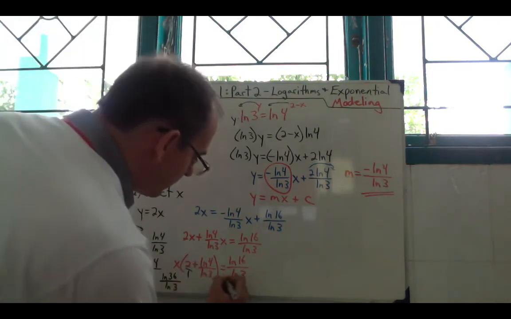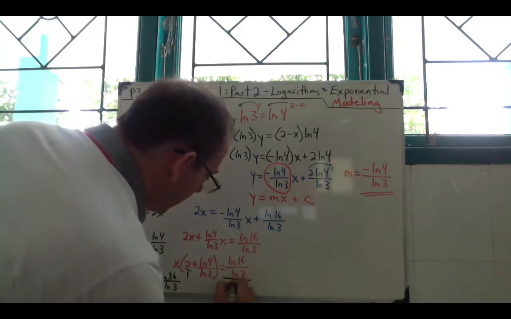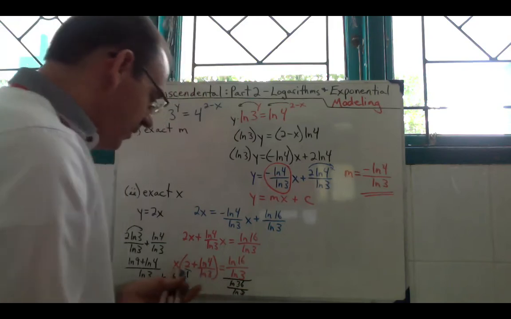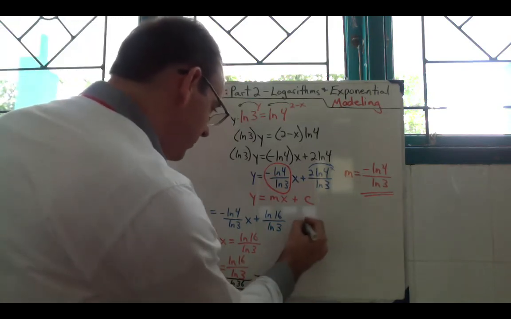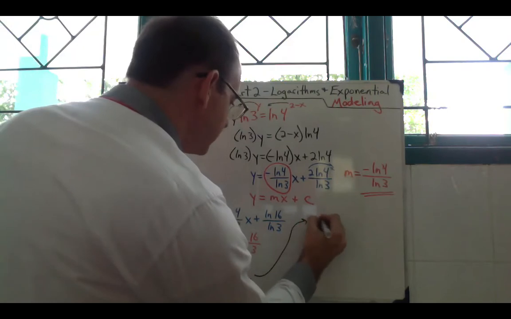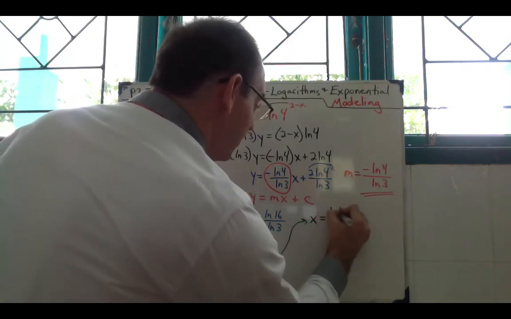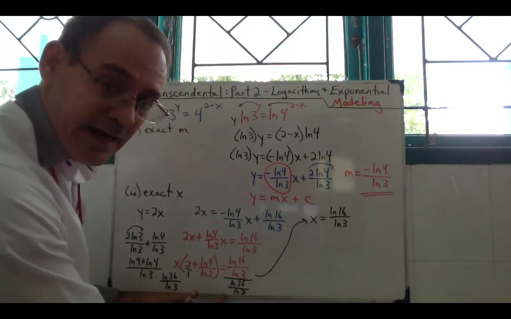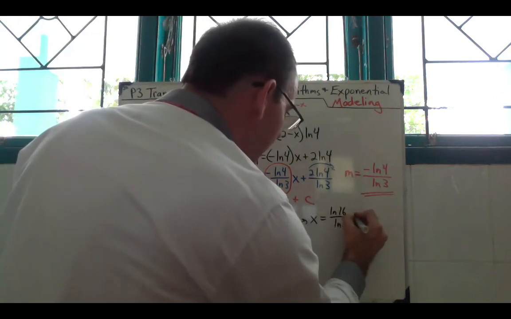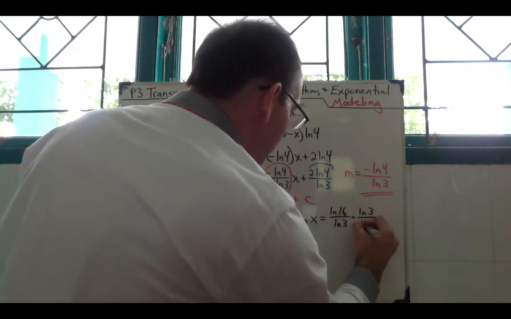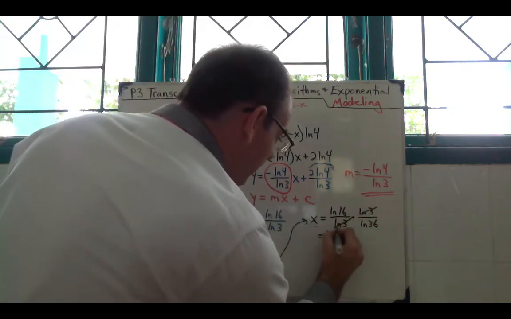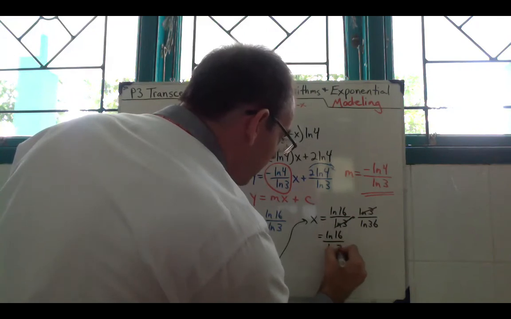So we're going to divide both sides by that ln 36 over ln 3. And so what we get, coming up over here so that we have some room, x equals ln 16 over ln 3 divided by a fraction. So we're going to invert and multiply, ln 3 over ln 36. The ln 3's cancel, giving us ln 16 over ln 36.